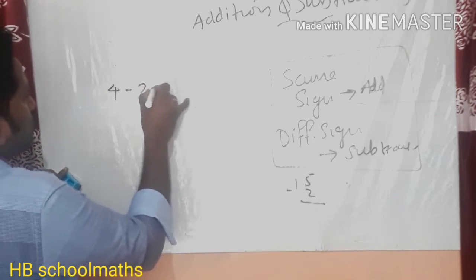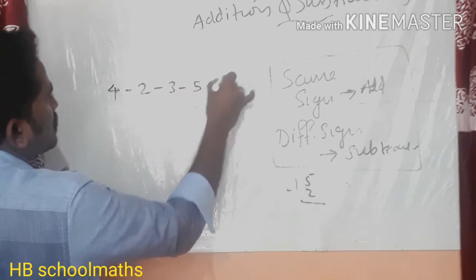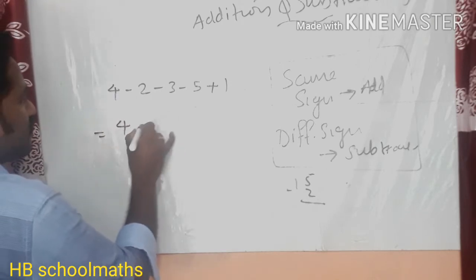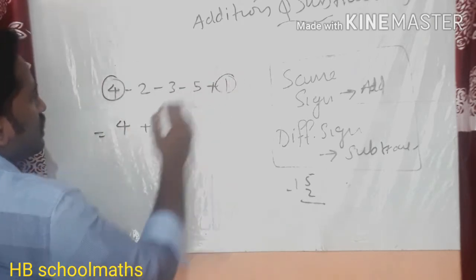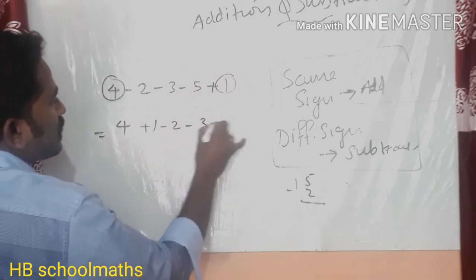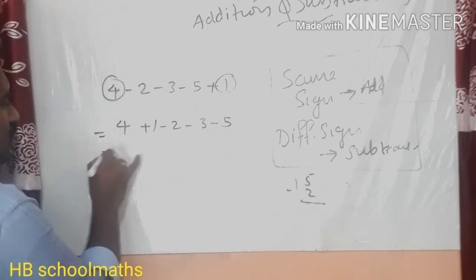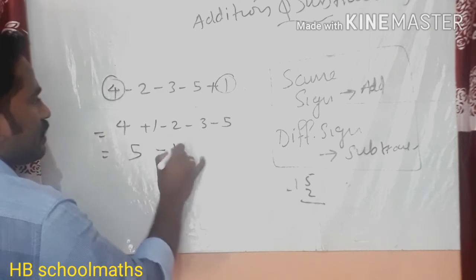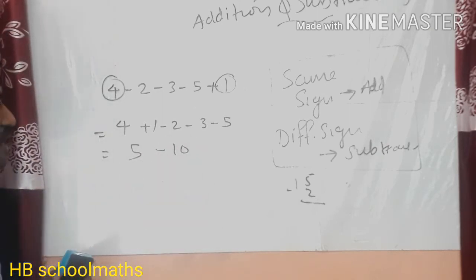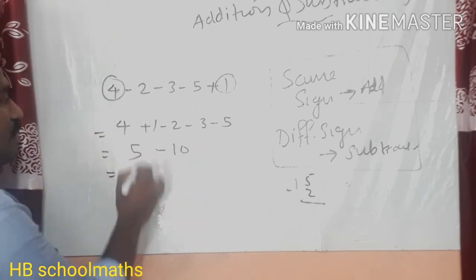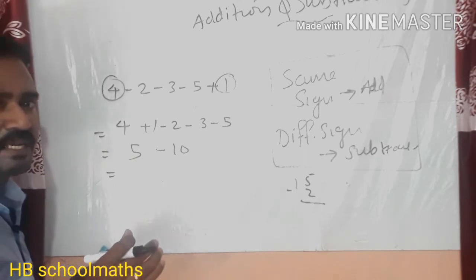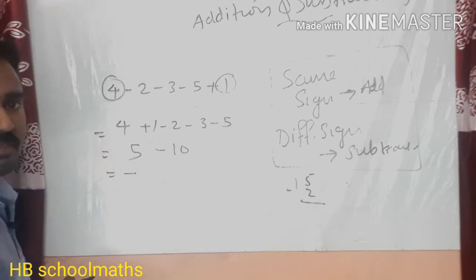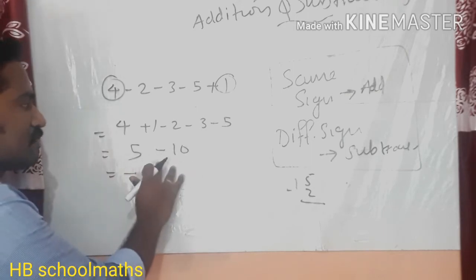4 minus 2 minus 3 minus 5 plus 1. That is equal to the positive numbers, 4 positive and the last 1 positive, then all the negative numbers, -2, -3, -5, just copy them down. Then add the positive numbers, 4 plus 1, 5. Negative sum: 3 plus 2, 5, plus 5, 10, so -10, because we added negative numbers. And see, 5 minus 10, small number minus big number, so the answer will be negative every time, so you can immediately keep the minus sign.